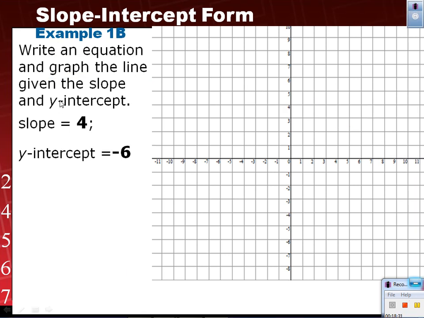You don't have to write the instructions anymore. I just want you to write example 1B. Write that down on the next coordinate plane. Example 1B, slope equals 4, and y-intercept equals negative 6. So two things I want from you. Write an equation in slope-intercept form, and then from there, graph the line. Ready? Go. I'll give you a head start, copy that, and go.